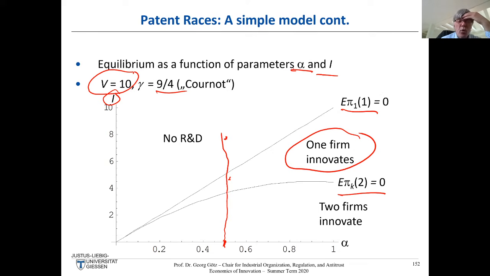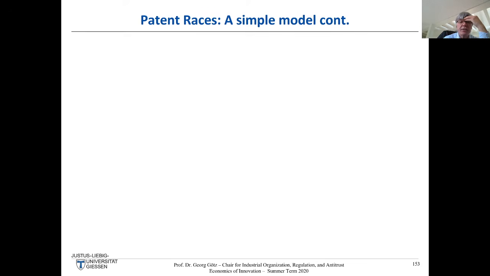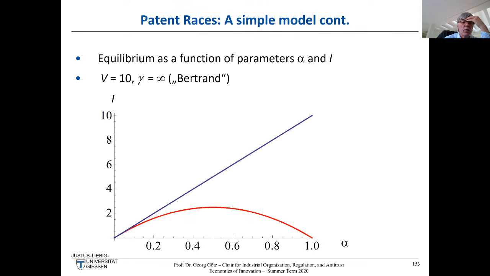What is even more interesting, of course, is what happens with alpha. Suppose you have a given value of I, and now you increase the probability of success, your alpha. What happens then? Now, you will see in a minute that you get a non-monotonous relation here, and that can be much better shown in the next slide, because this covers Bertrand. Same thing as here.